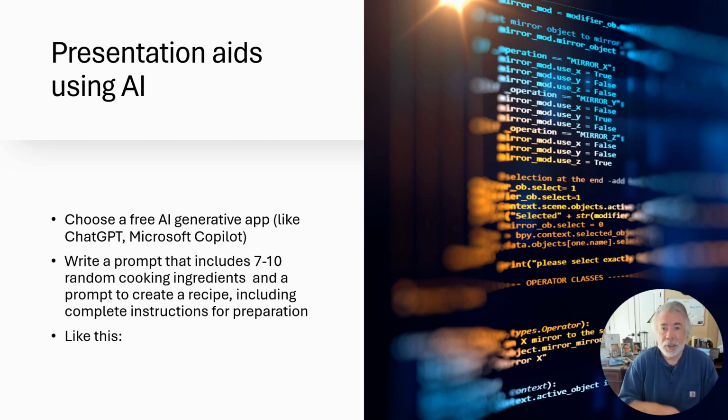So the first thing you're going to do is pick an AI generative app. I recommend either ChatGPT or Microsoft Copilot because their basic apps are free and they're generally okay. They're not bad. Their upgraded versions are much better, but they also cost money. So these are free. So find those on the internet and use one of those.